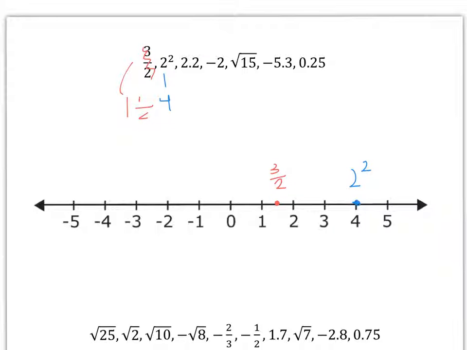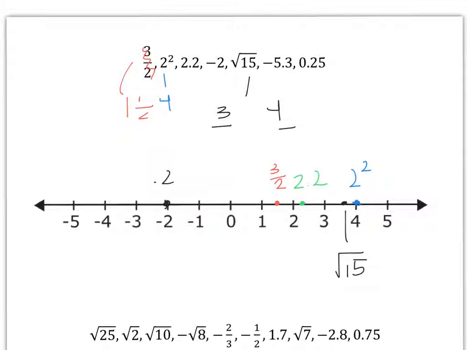2.2 is a little over 2, so 2.2. And negative 2 is back here, so that's just negative 2. Square root of 15 is between the square root of 9, which is 3, and the square root of 16, which is 4. And it's almost at 4, but it's not quite, so I'll call that about 3.8 or so, or 3.9, so 3.8 be about right there, and that's the square root of 15.